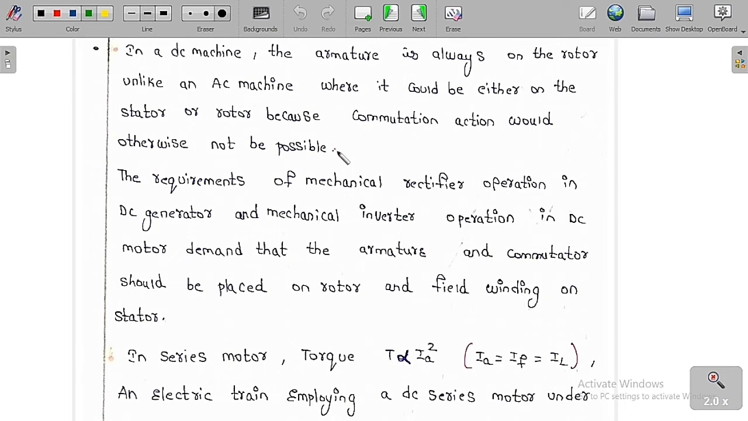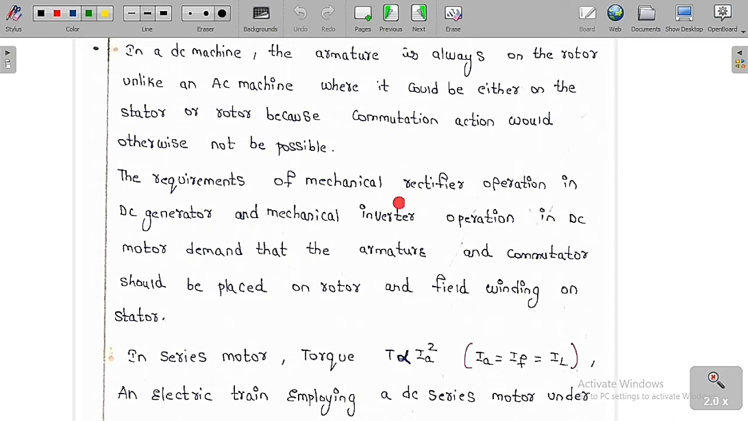These things I wanted to clarify, because in a DC machine, commutation is always necessary. That is the reason we keep the armature winding on the rotor. Whereas for an AC machine, commutation is not necessary, so we can keep it either on the stator or on the rotor.